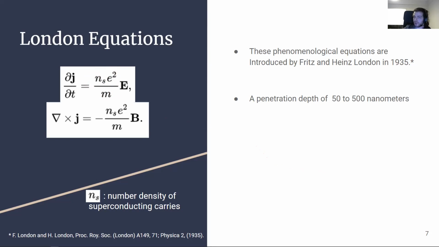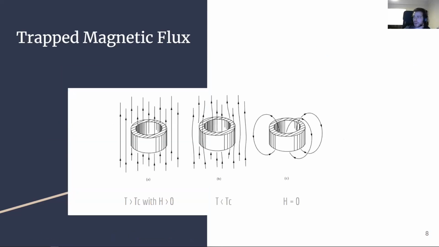So they were good to use, and for example, the penetration depth is something you should be careful of if you want to make a superconductor. You shouldn't make it too thin. But they fall short on explaining the microscopic origins of the superconductor's behavior. So here we will talk about something called the trapped magnetic flux.